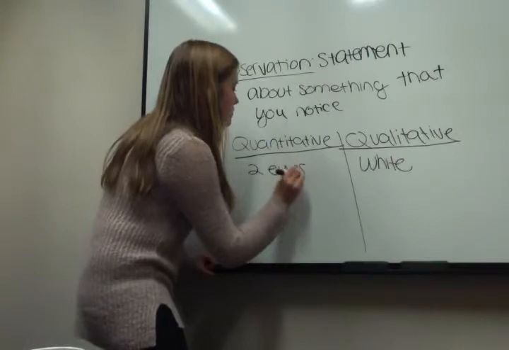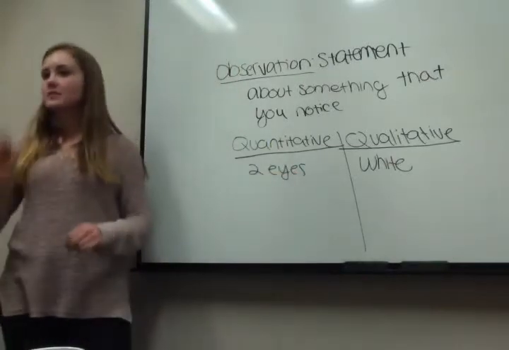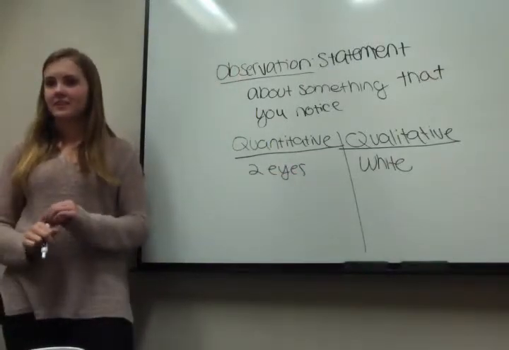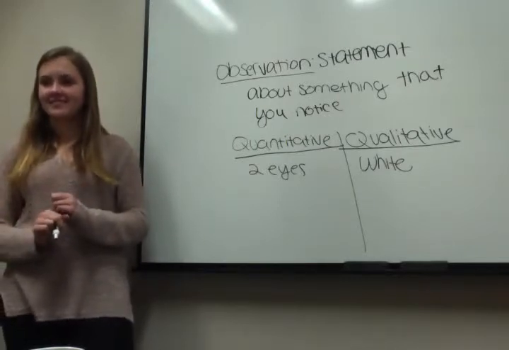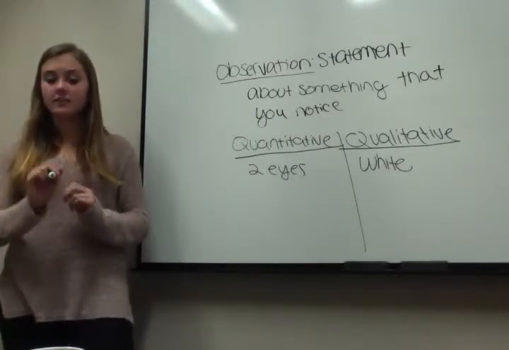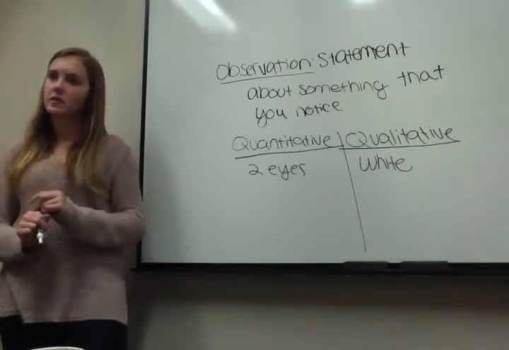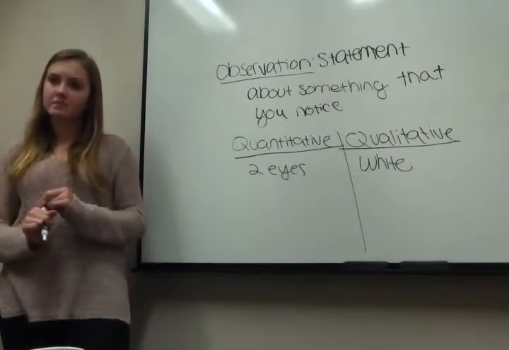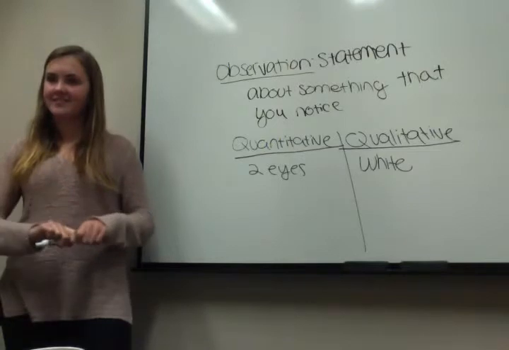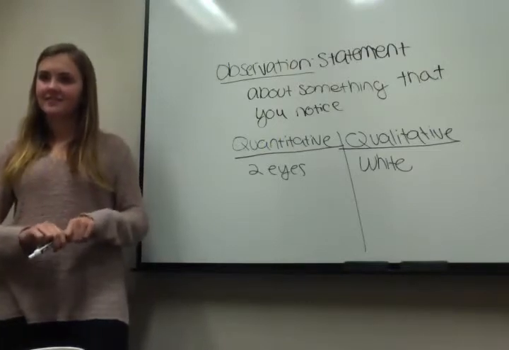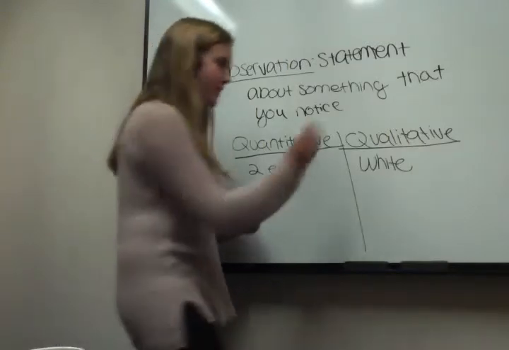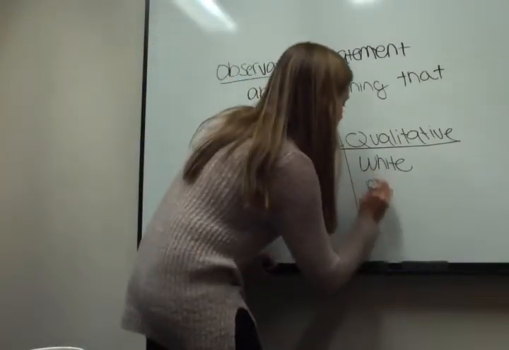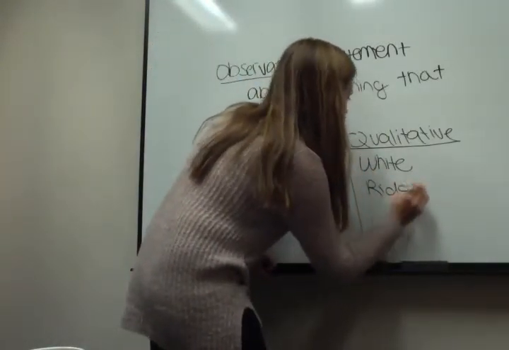Now let's do one more. Maybe someone who hasn't participated. Ryan? It has ridges on the sides. Great. And what kind of observation do you think that would be? Qualitative. Because? Because I could touch it and feel the ridges. Awesome. You're using your sense of touch. Good. And like we said earlier, no numbers. So ridges would fall under qualitative.